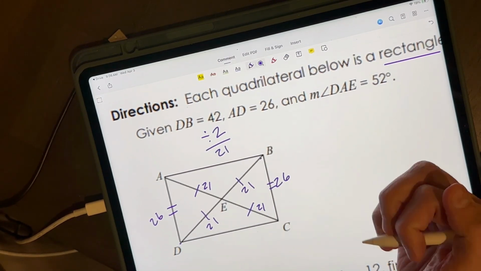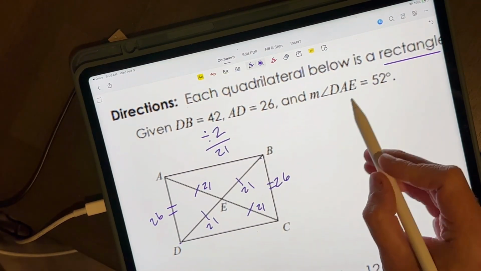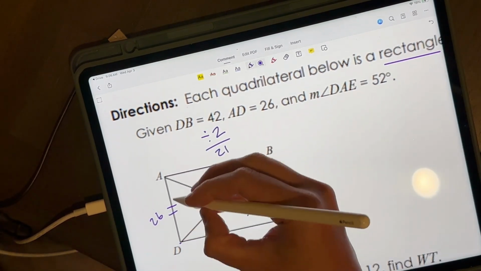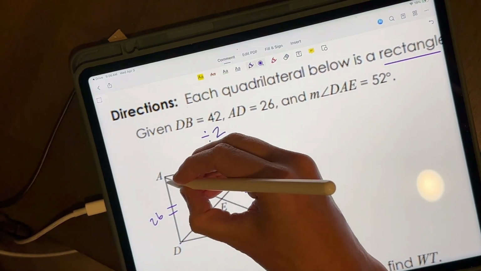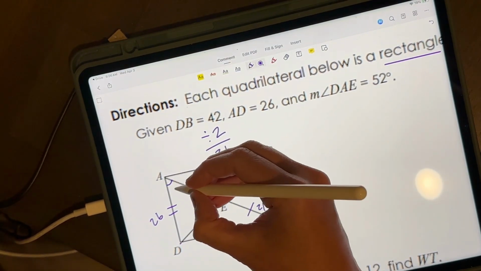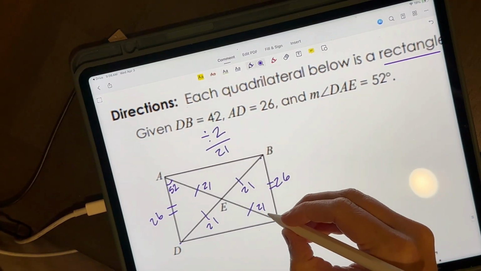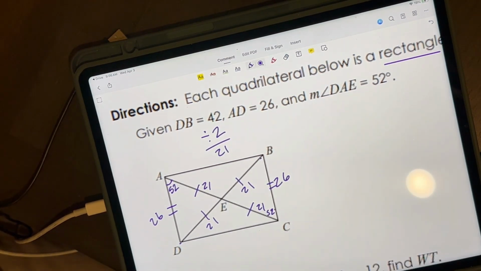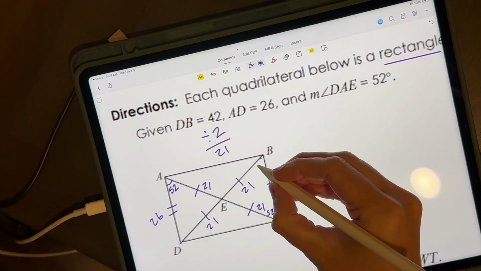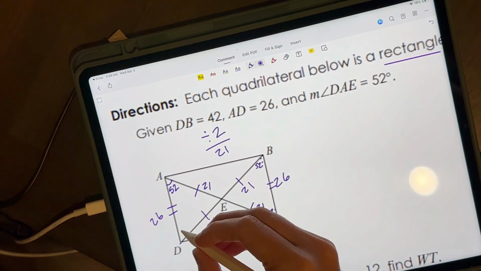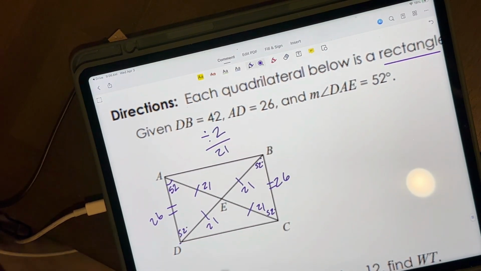Angle DAE, so we're starting at D, walking D to A to E. This one right here is 52 degrees. What else do you think you can say? You can say this guy is 52 degrees, and this guy is 52 degrees, and this one's going to be 52 degrees. So pretty much if you cut this in half and flip them over each other, they're all going to match.